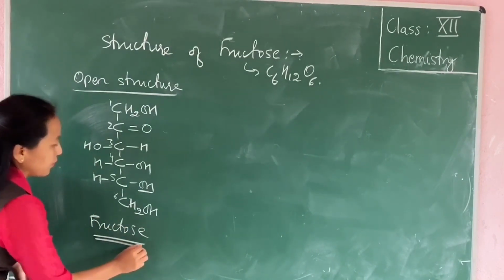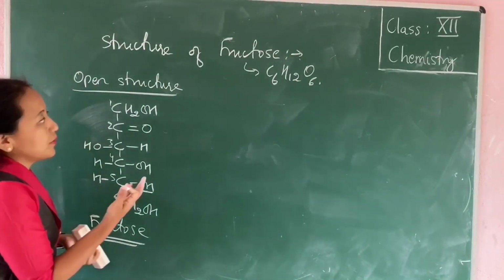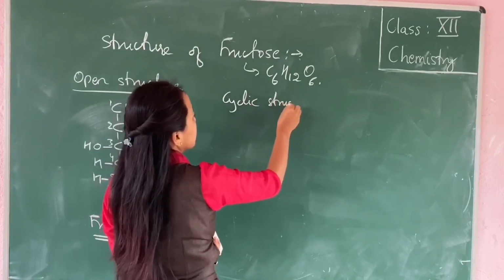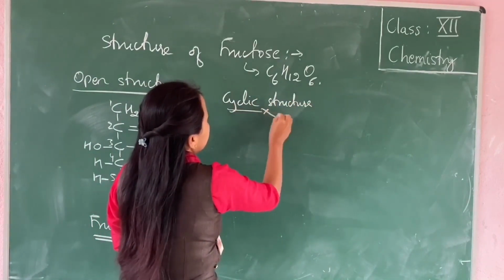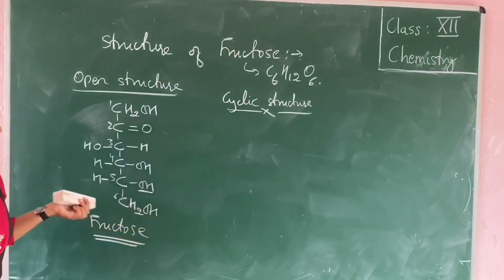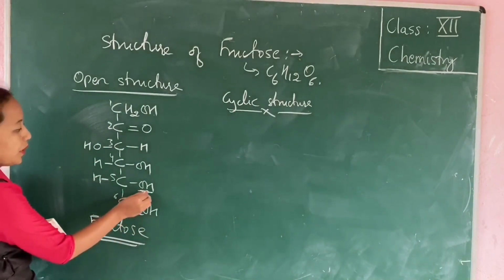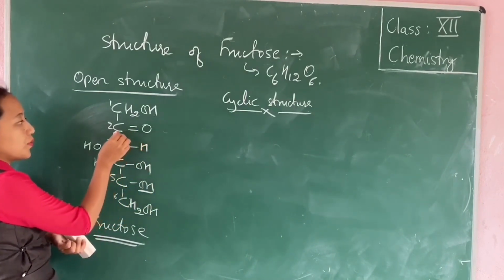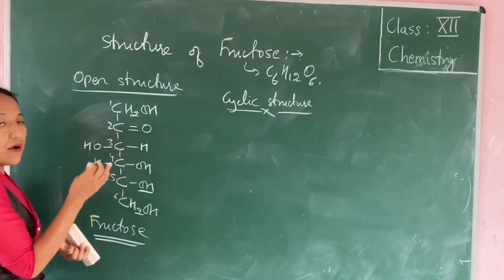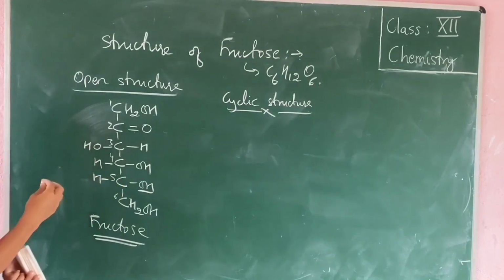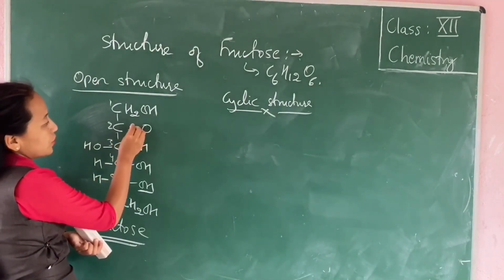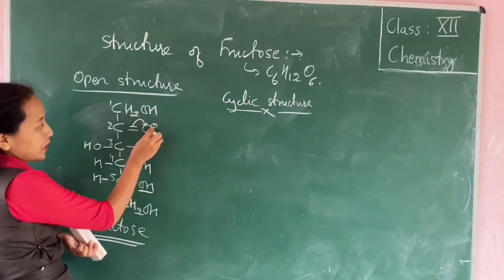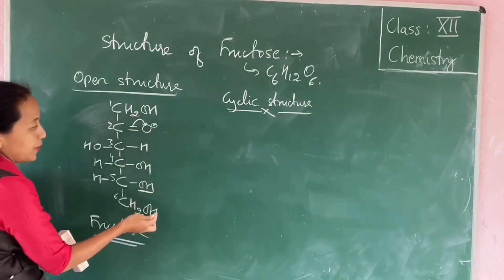Open structure of fructose. Now if I write down the cyclic structure of this, in the case of cyclic structure, what happens is this OH on the fifth carbon atom will react with the carbonyl group on the second carbon atom. Now how does that happen is, if you remember from the glucose, this pi electron will shift and O will get a negative charge. On this negative charge, again hydrogen will come from here.